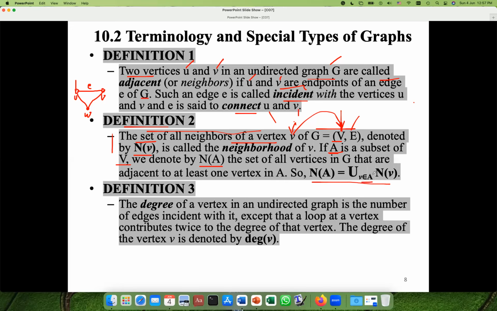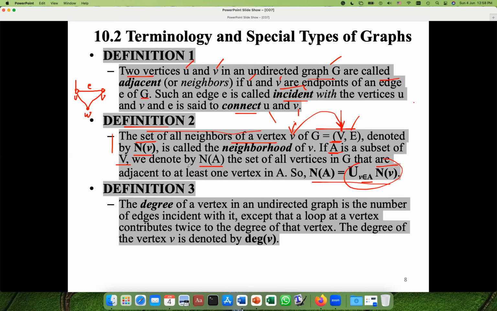Each vertex. For example, in this subset A, I told you that if three vertices are available, then you will take V1 first, and then you will find the neighborhood of that V1. Union, you will write it in curly brackets, and then you will take V2, you will find the neighborhood of that V2. So neighborhood of V1 union neighborhood of V2 union neighborhood of V3. So that is what is going on here to find the neighborhood of A.